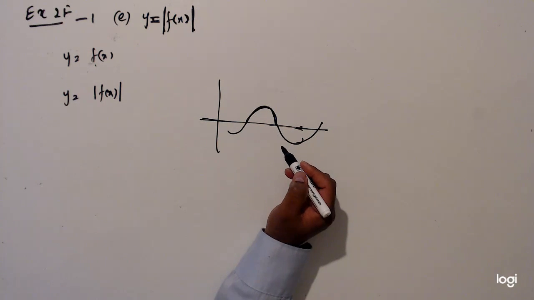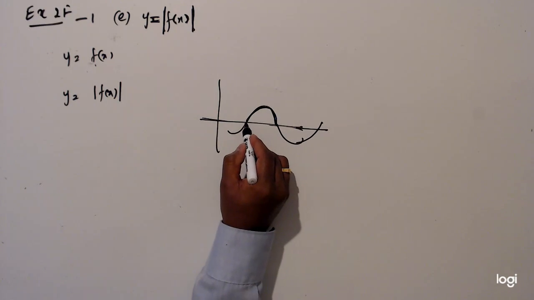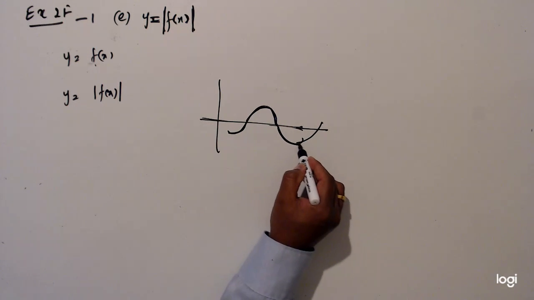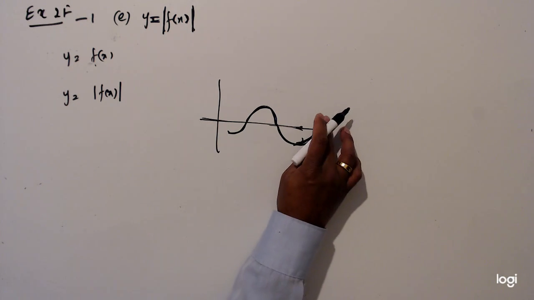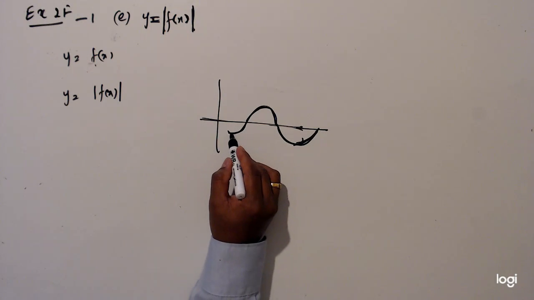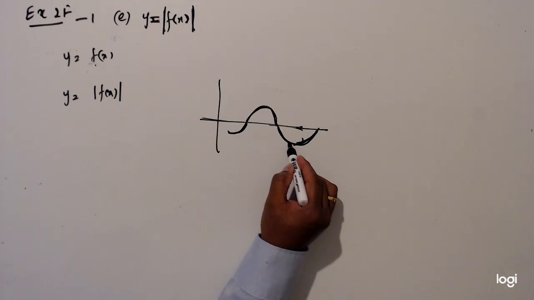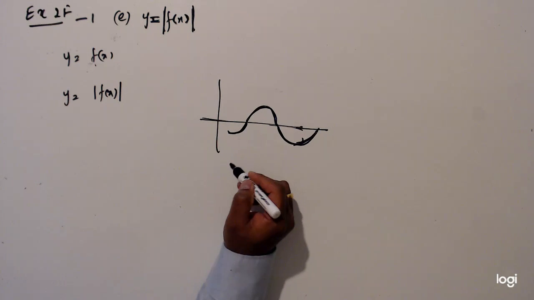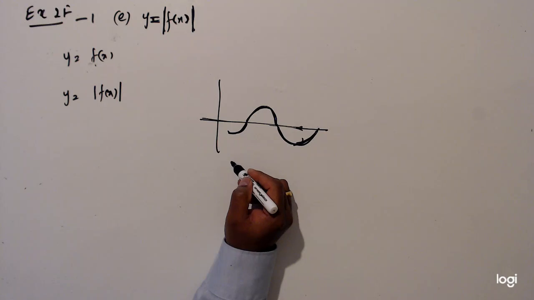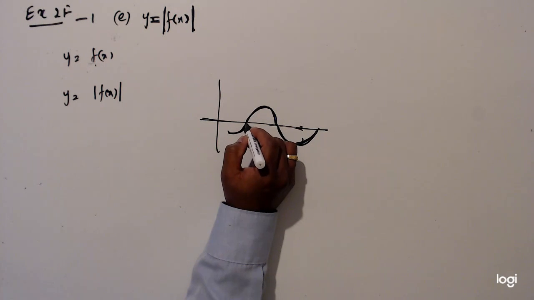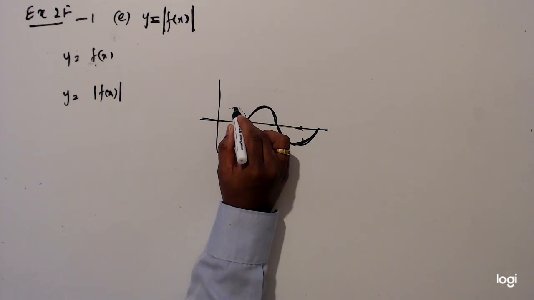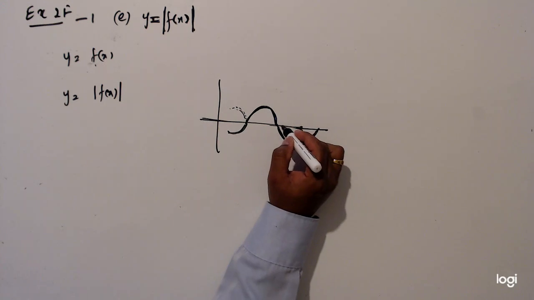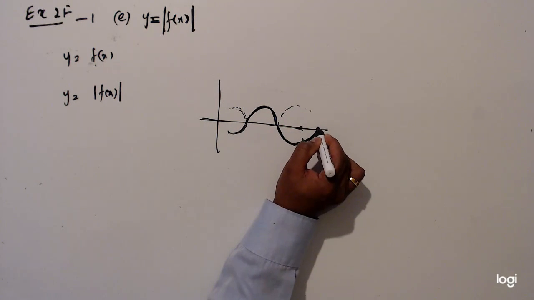But if you look at this part and this part of this graph, the y values of those parts are negative, then this has to be positive. So we can turn these y values into positive, and as a result the graph is going to be like this.